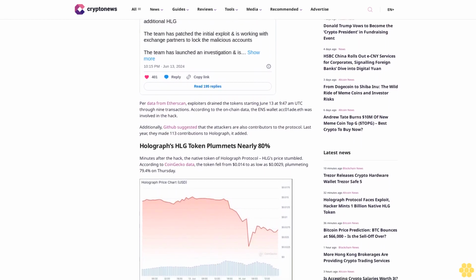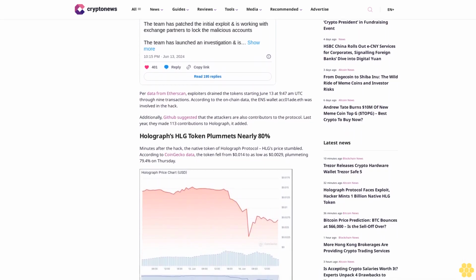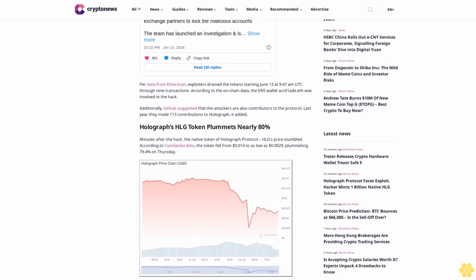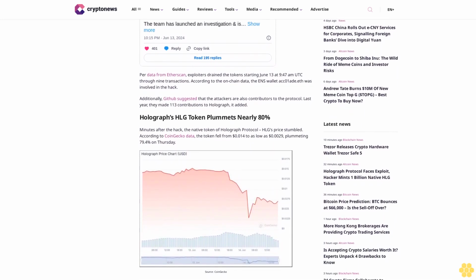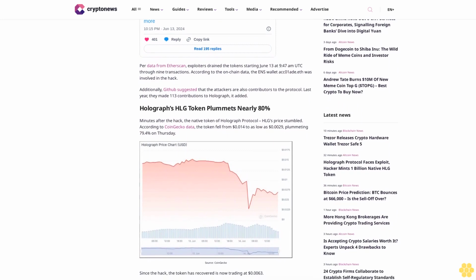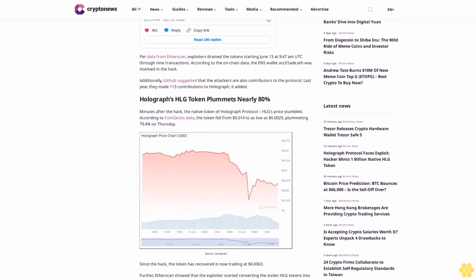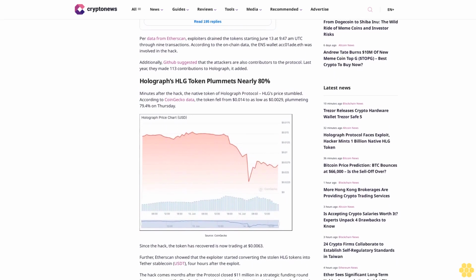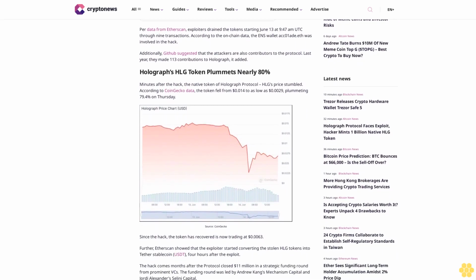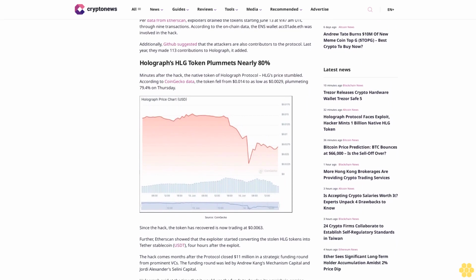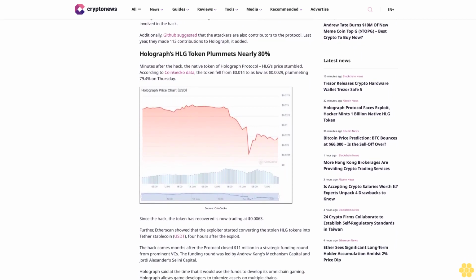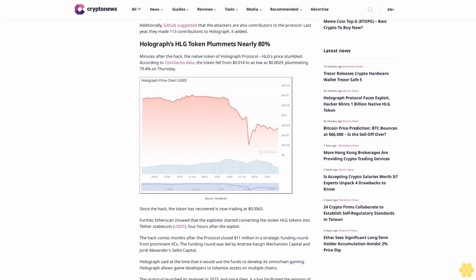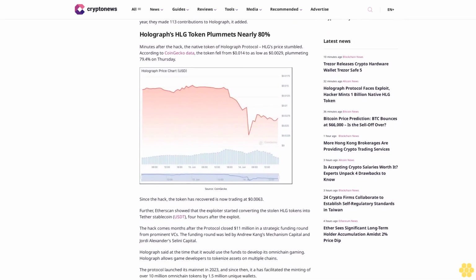Holograph's HLG token plummets nearly 80%. Minutes after the hack, the native token of Holograph protocol, HLG's price stumbled. According to CoinGecko data, the token fell from 14 cents to as low as 29 cents, plummeting 79.4% on Thursday. Since the hack, the token has recovered and is now trading at 63 cents. Further, Etherscan showed that the exploiter started converting the stolen HLG tokens into Tether stablecoin EST 4 hours after the exploit.